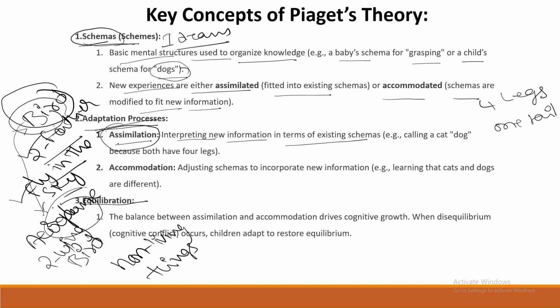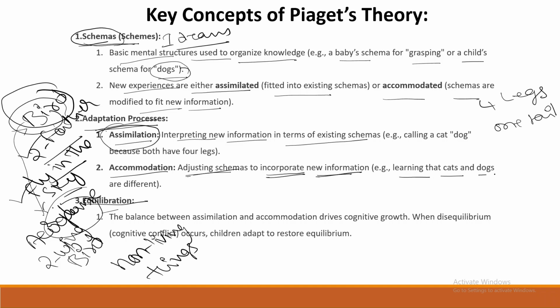This is called assimilation. Later on, after getting clarity, comes accommodation: adjusting schemas to incorporate new information. No, an aeroplane is a different thing. So a new schema has emerged and he has stored that new schema in his brain. That is called accommodation.